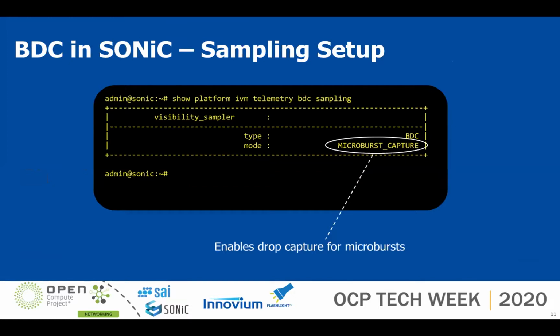Here we have a SONiC platform CLI. BDC supports many different modes. Most customers set up BDC in the microburst capture mode, where even if a short-lived microburst event occurs, BDC will notify the collector by providing a detailed summary of the event to the collector. In the example shown in the slide, the mode is set to the microburst capture mode. So now let's look at the collector setup.